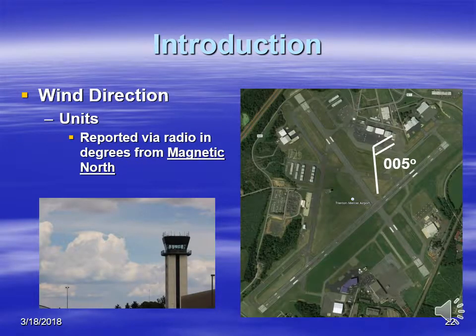But at airports, over control towers, when they report the wind, that's always with respect to magnetic north. And the reason for that is runways are aligned with magnetic north. So you want to verify that the wind direction is the same as your landing runway.